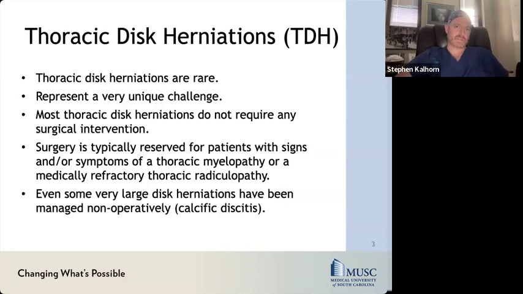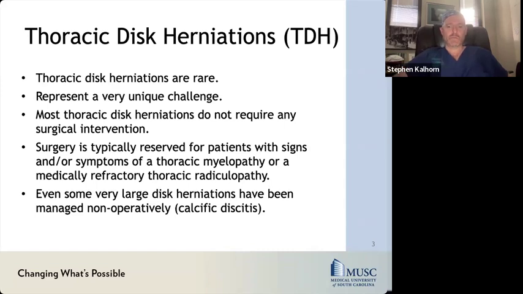The basics of thoracic disc herniations are they're obviously rare. They're a unique challenge to spine surgeons. Most of them don't require surgical intervention. You'll see a lot of these folks in clinic and talk them off the ledge and tell them they don't need surgery. It's typically reserved for patients with signs and symptoms of a myelopathy or a medically refractory thoracic radiculopathy, which gets missed for a long period of time because it's such a rare distribution of pain, and people are told it's maybe shingles or something like that, or it's musculoskeletal. But the thoracic radiculopathy responds great to this surgery, obviously.